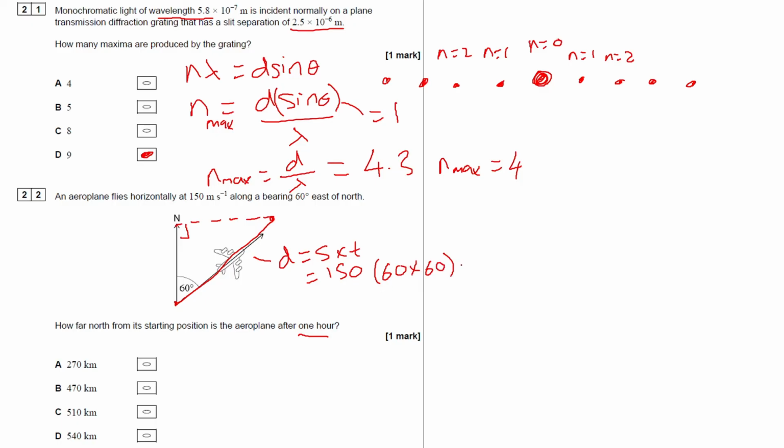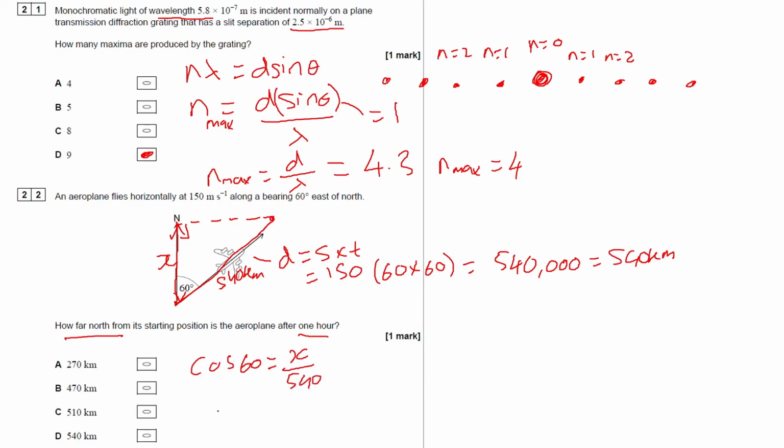Doing that we get a distance of 540,000 meters, or just 540 kilometers. So this is 540 kilometers. And to work out how far north, I just need to know this distance here. So you could just use a trigonometry rule, SOHCAHTOA, use cos 60 equals x over 540, rearrange, and you should get a distance of 270 kilometers. So it's A.